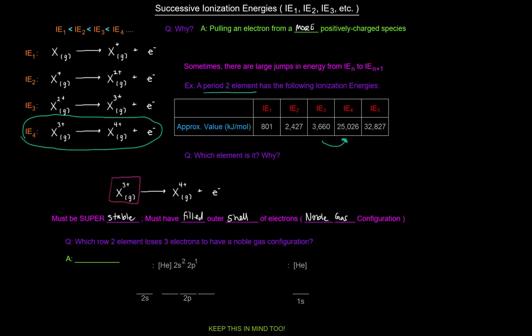So the question is now, which row 2 element loses 3 electrons to have a noble gas configuration? You can also ask that question as which row 2 element has 3 outer shell electrons, and its configuration would be helium 2s2 2p1. If we look on the periodic table, we'll find that that's boron. So boron's orbital diagram would be 2s2 2p1. And if it lost 3 electrons, it would lose all 3 of those, and it would have just helium's configuration. It would be B3+, and it would just have the 1s2.